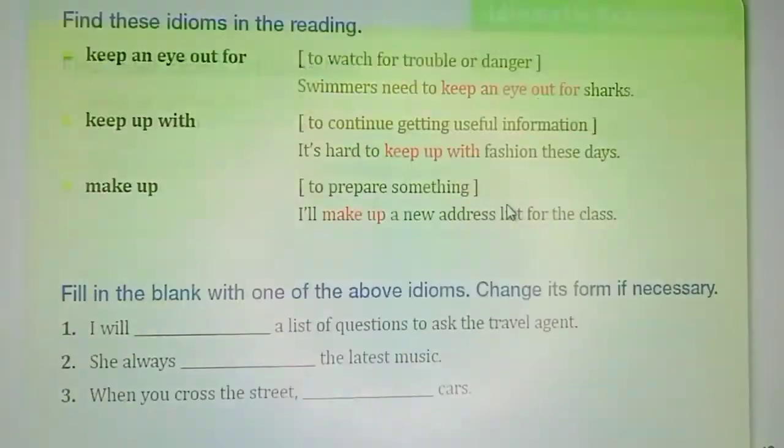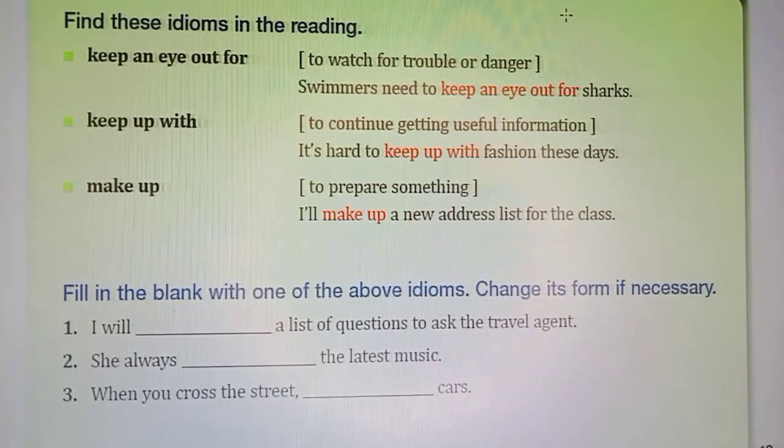The next thing here, idiomatic expressions. So, as you see, keep an eye out for. Keep an eye out for. To watch for trouble or danger. Or to watch for trouble or danger. Yeah. As for example, swimmers need to keep an eye out for sharks.